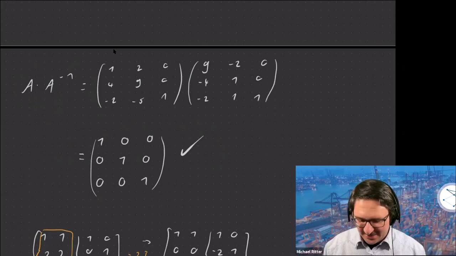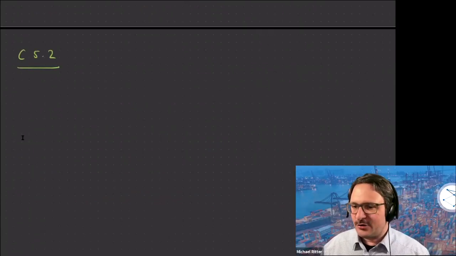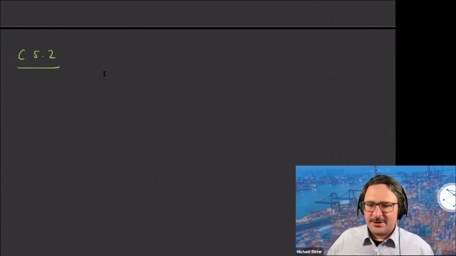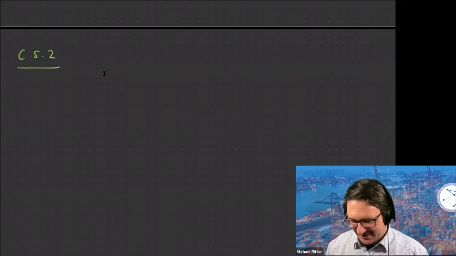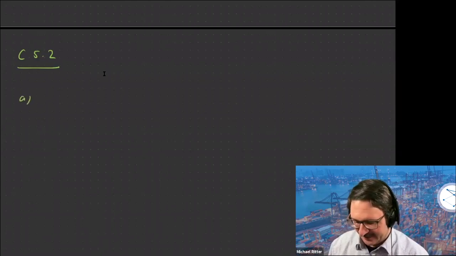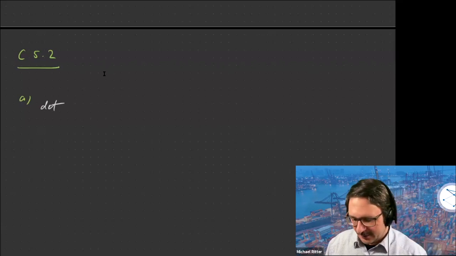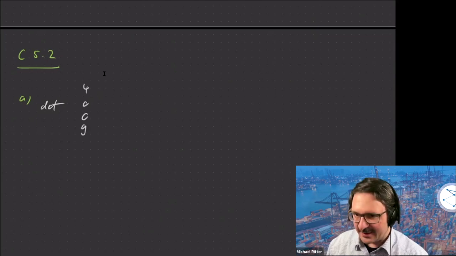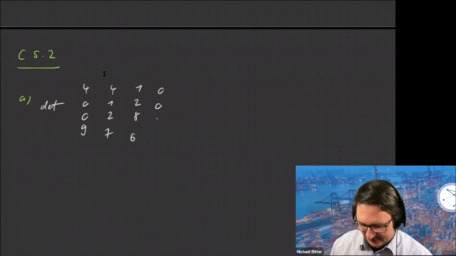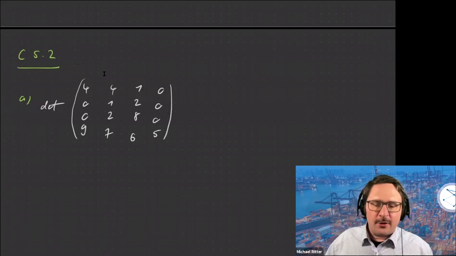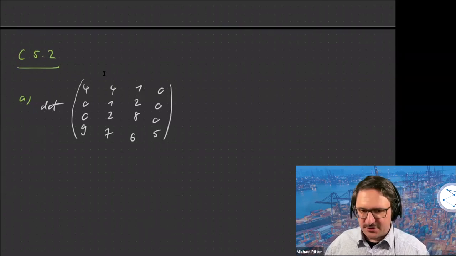Okay, great. And then let's move on to 5.2. This one is about determinants. So here we have four different matrices, and the task is to determine the determinants of those matrices. So let's start with A. Let's say we need to determine the determinant of this matrix here: 4, 0, 0, 9, 4, 1, 2, 7, 1, 2, 8, 6, and 0, 0, 0, 5. Okay, you know a number of methods to compute determinants, so I'll just demonstrate some of these now.